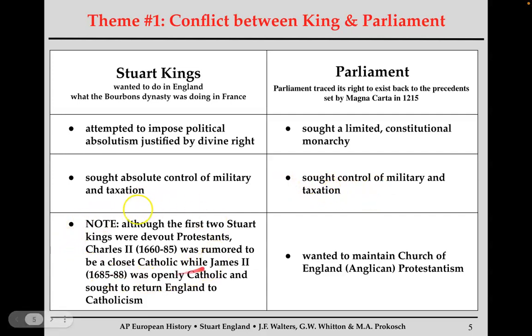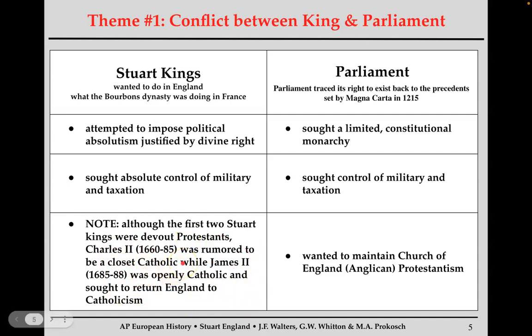Okay, so here's now where it gets confusing. The Stuart kings, depending on which one we're talking about, could be Protestant or Catholic. So the first Stuart kings, James I and Charles I, were devout Protestants, okay? They will fully convert to Anglicanism. They're devout Protestants.